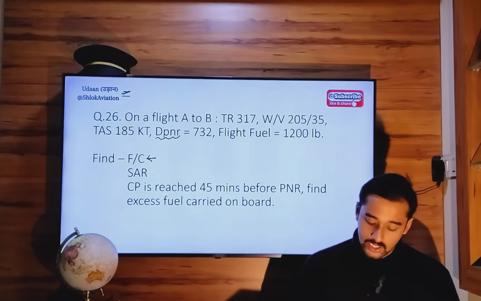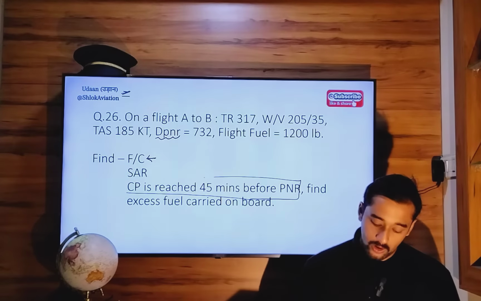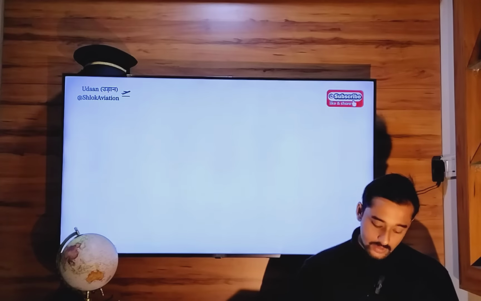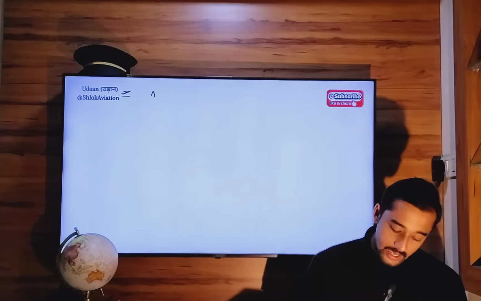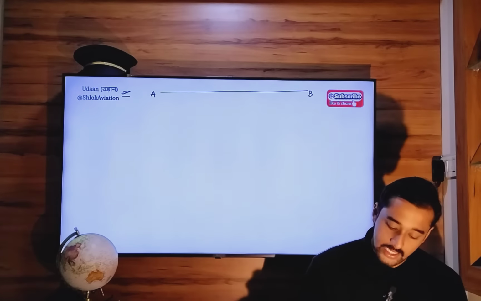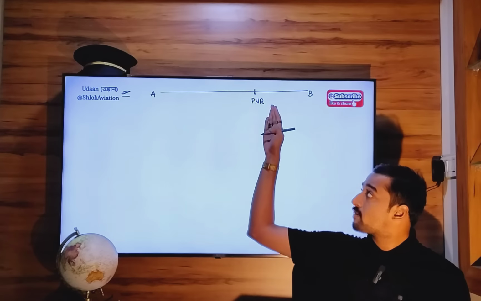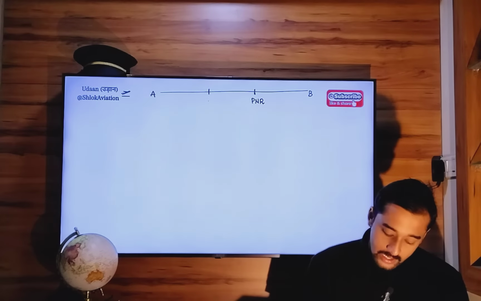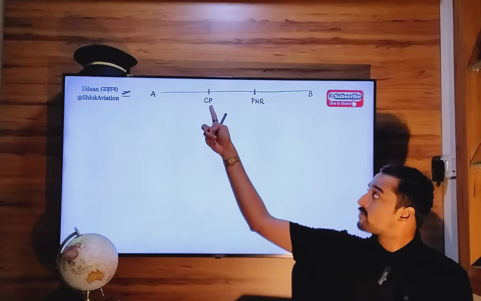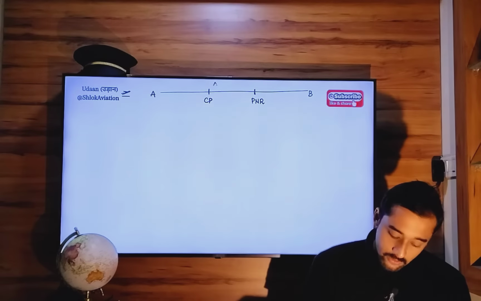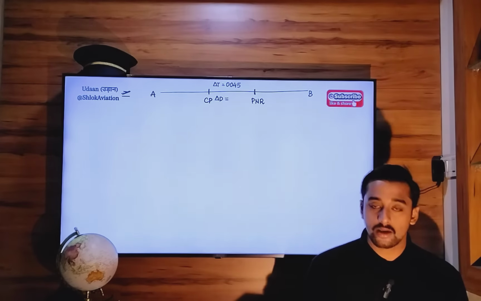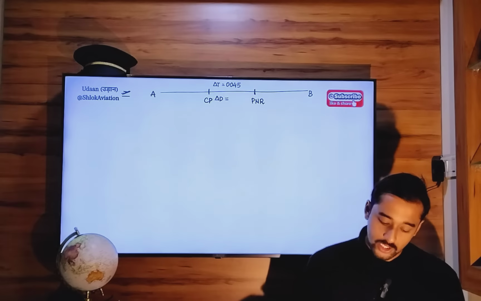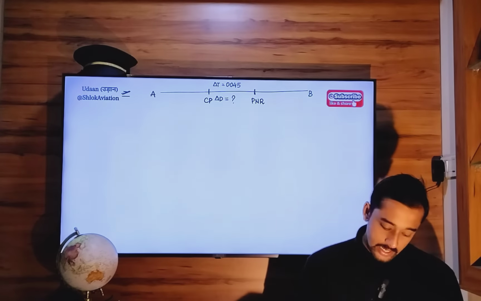Next, they have told us critical point is reached 45 minutes before PNR. So this is your point A, this is your point B. Let's say this is your point PNR. Now critical point is reached 45 minutes before PNR. So let's say critical point is here. Now the time difference between critical point and PNR is equal to 45 minutes. Now this 45 minutes is nothing but equal to a distance of how much? We can calculate that distance. Time is 45 minutes.